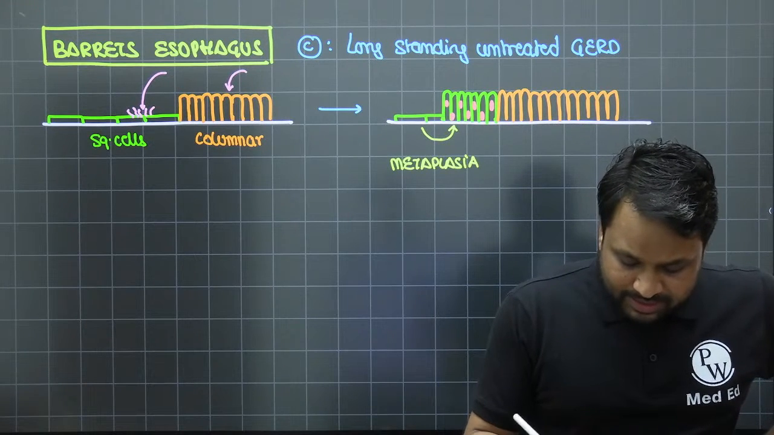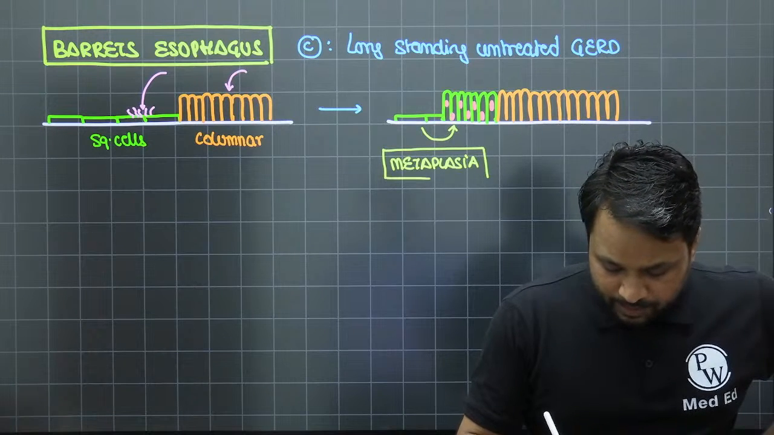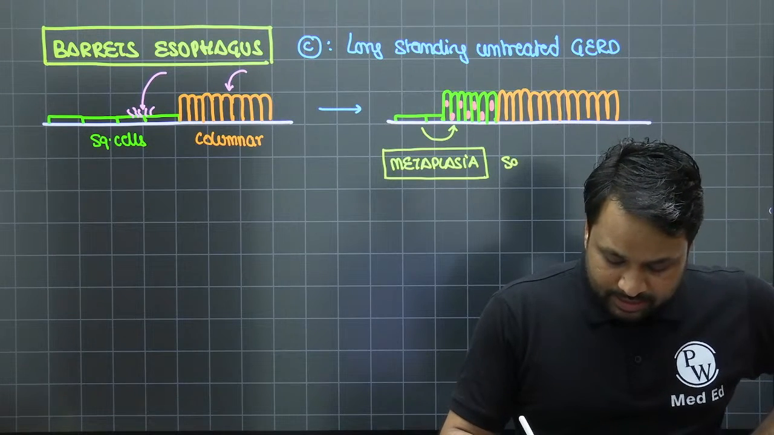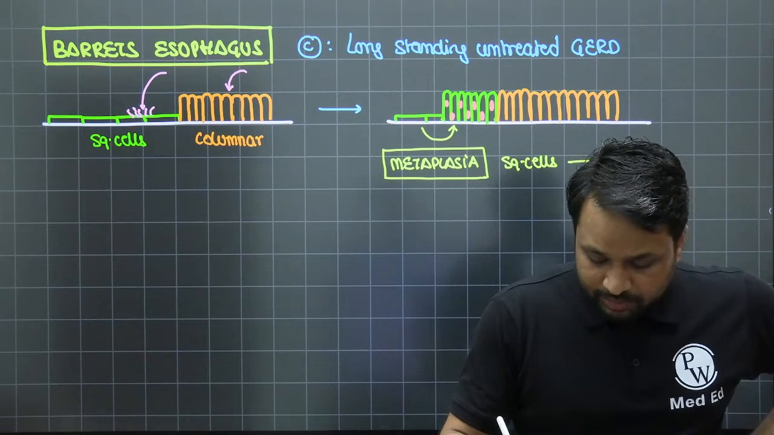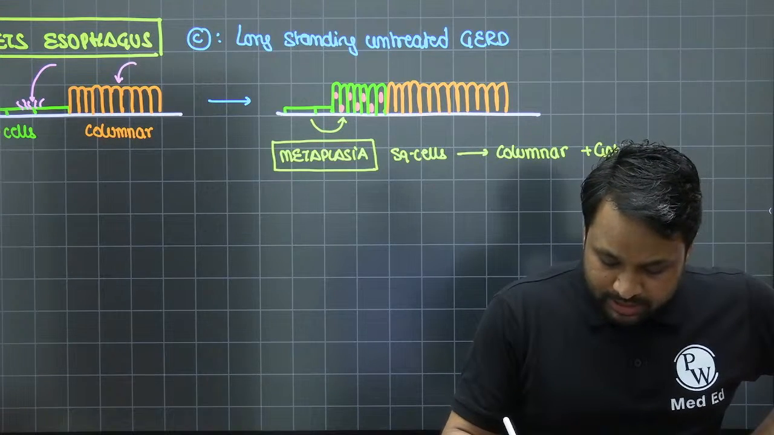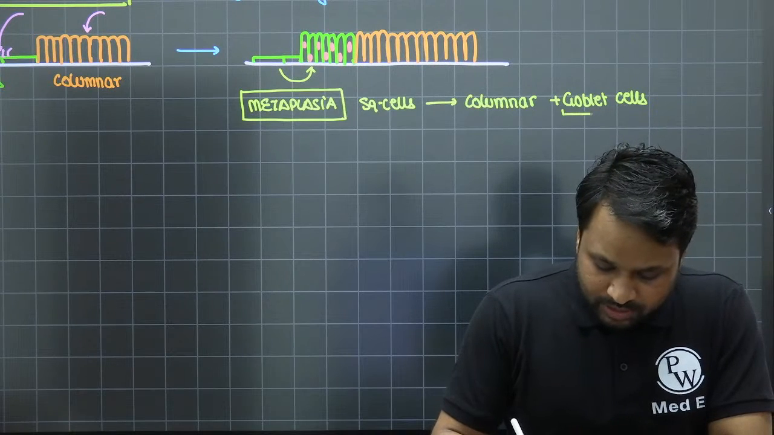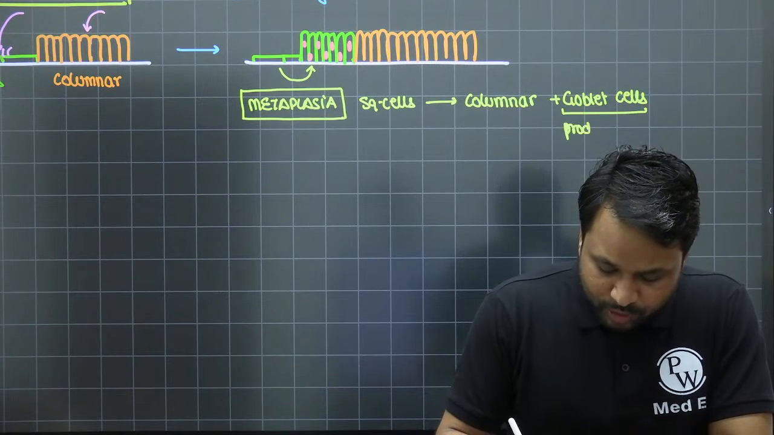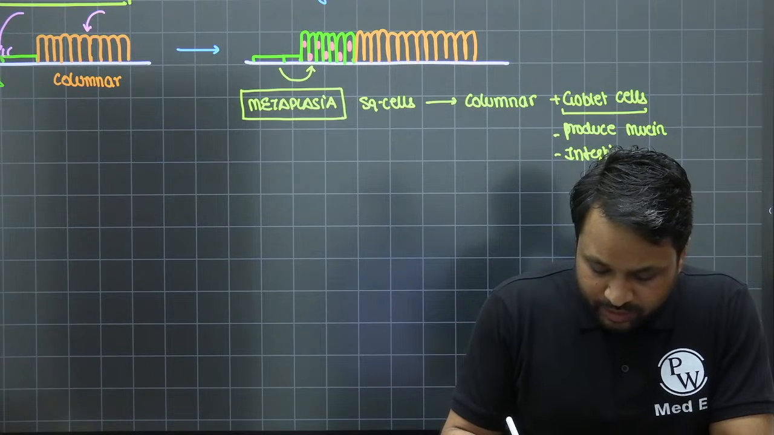Now this metaplasia is where the body is trying to save itself. What is happening in this metaplasia? The squamous cells present here are now getting converted into columnar epithelial cells, but along with these columnar epithelial cells, they also have these goblet cells. The goblet cells produce mucin and they are found in the intestinal mucosa. So they are native to the intestinal mucosa.